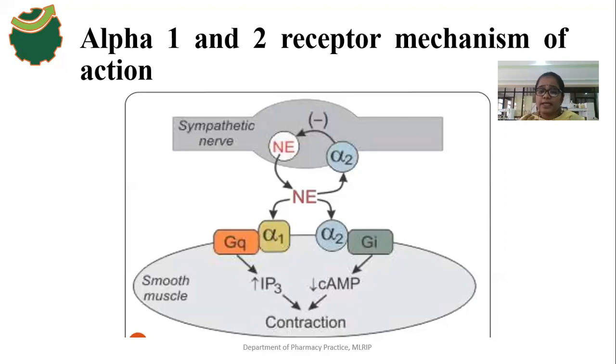Because if the cyclic AMP levels are very high in the smooth muscles, it inhibits the MLCK enzyme. But here the cyclic AMP levels in smooth muscles are very low. So that's why there is no effect on contraction. There is no inhibition of the contraction effect, which means what? It stimulates the contraction effect. So noradrenaline binding with alpha 1 receptors shows a contraction effect on smooth muscles.